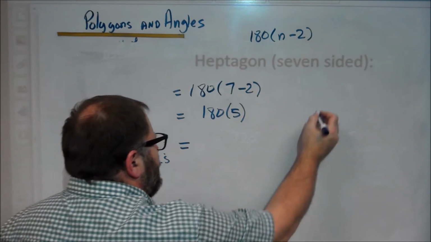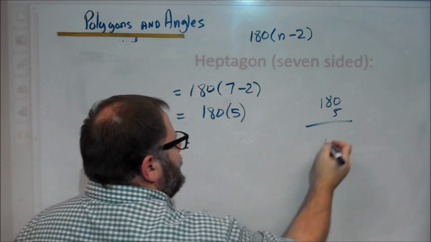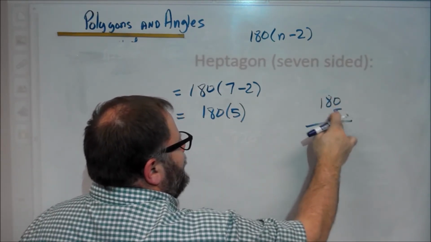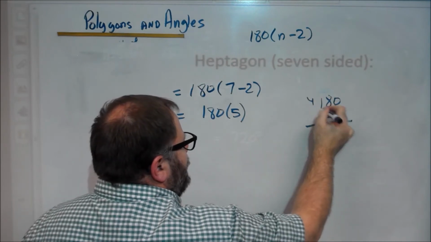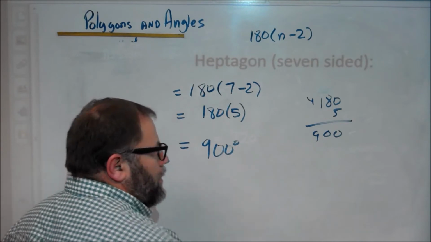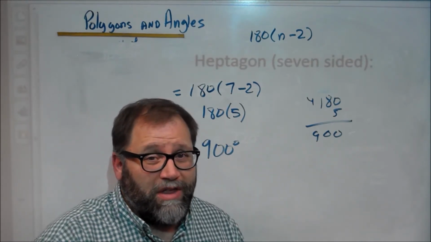All right, some side math. Let's not fool around here. 5 times 0 is 0. 5 times 8 is 40. Carry the 4. 5 times 1 plus 4 is 9. There is 900 degrees categorically in that figure. No matter what, I guarantee you there's 900 degrees. We can do that. Let's do one more.